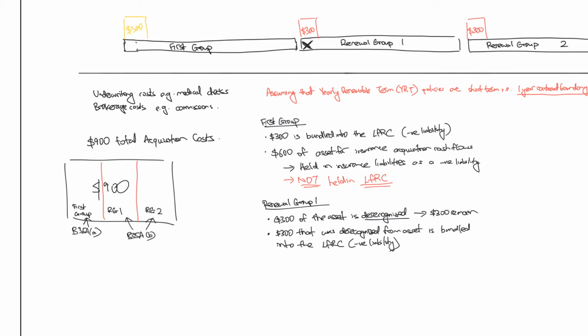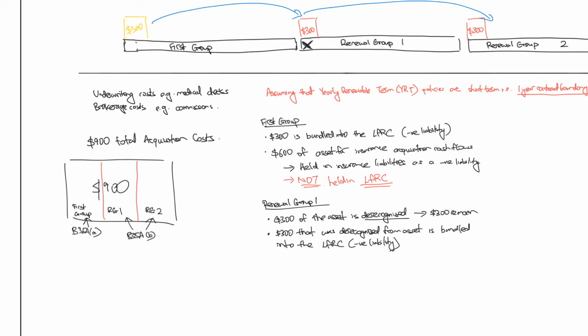So in essence, the 300 that remains is still similar to this asset, and it's still held in the insurance liabilities and not in the liability for remaining coverage because renewal group 2 hasn't renewed. And then when you actually progress to the next renewal group, the final 300 is derecognized and there's no more assets left.